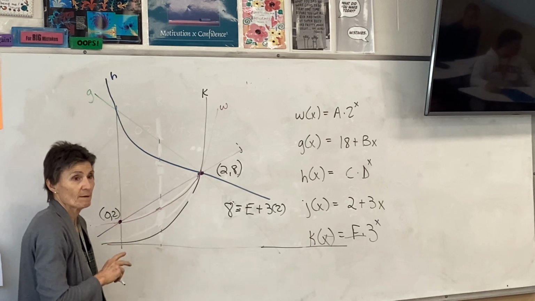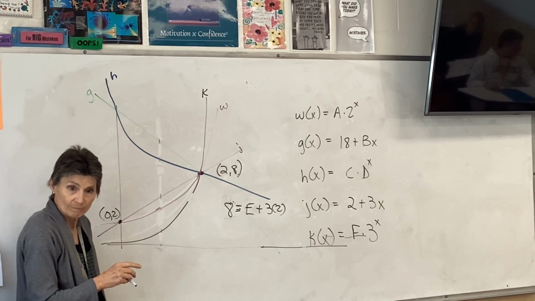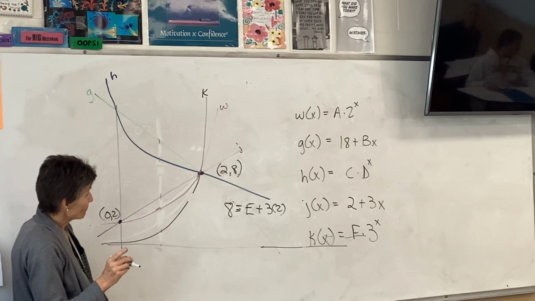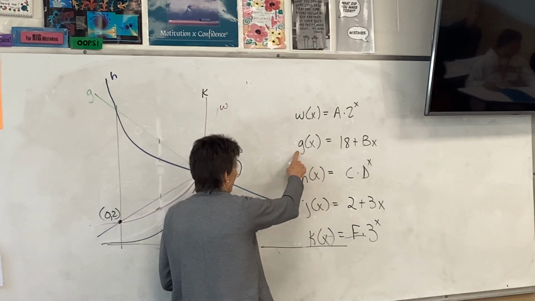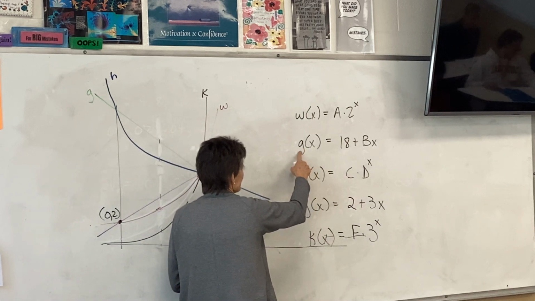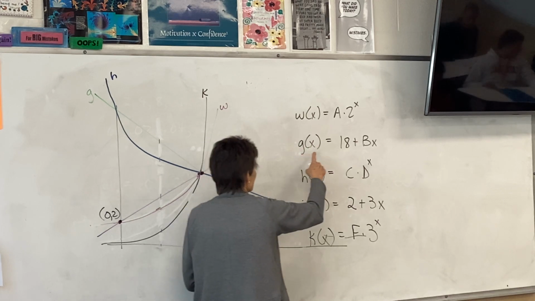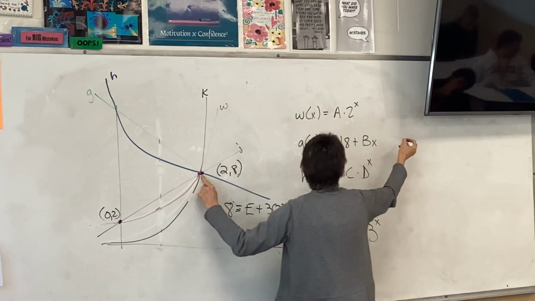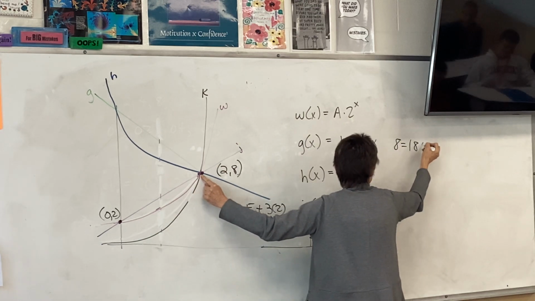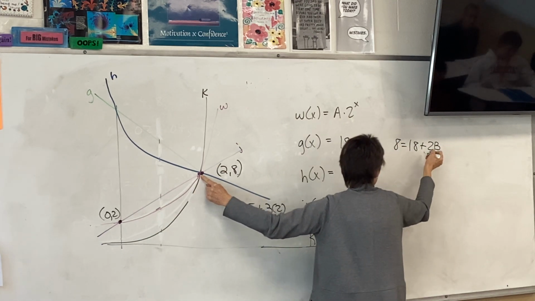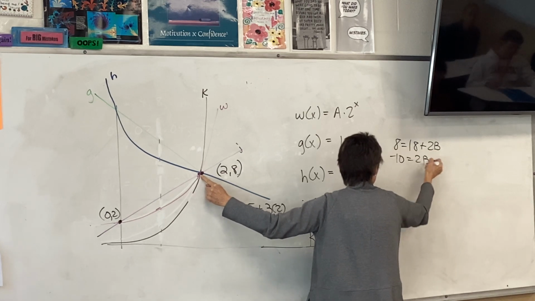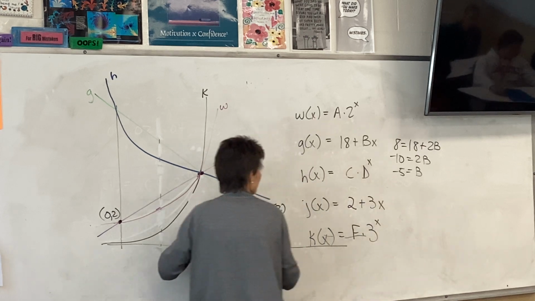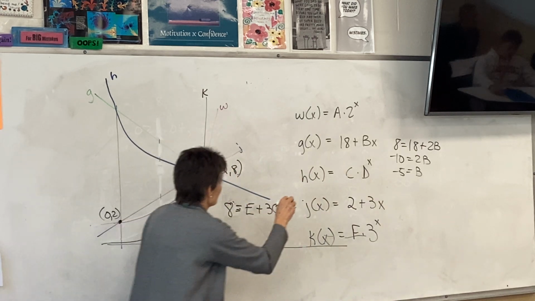What'd you find next? Anybody? What'd you do? Oh, we just solved it, the rest of them. So this line would be easy because again, it goes through that point. So 8 has to equal 18 plus 2b. So negative 10 equals 2b, so b is negative 5. So b is negative 5.